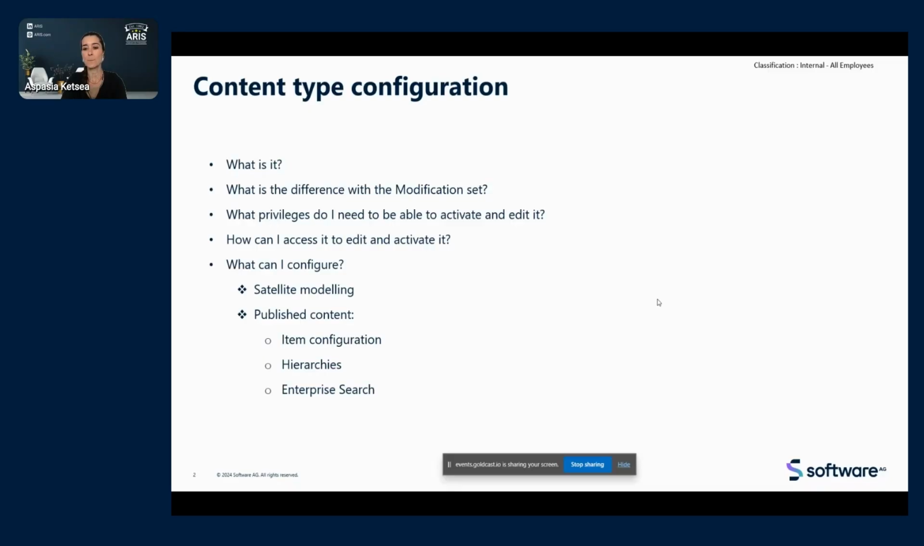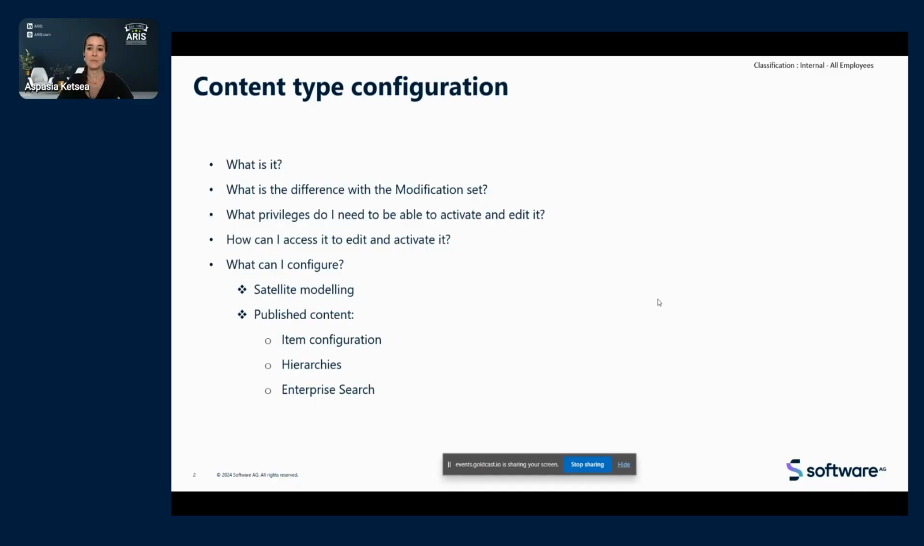Before I go to my environment, to start with the first topic: what is the content type configuration? It is a way to decide, edit, and manage how I want items to show in ARIS Connect. By items, we mean models, objects, connections, or groups. More often, it is about models and objects, but in any case, we have the option to do it on connections and groups as well.